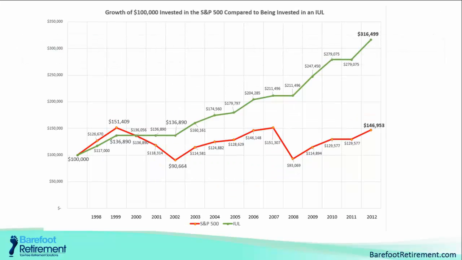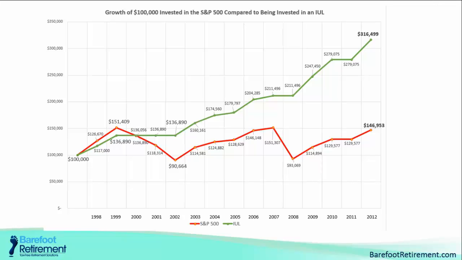Here's a quick example. The red line is in 1997, an individual invested $100,000 straight into the S&P 500 index. And many investment gurus and advisors say that's one of the smartest things you can do instead of playing individual equities or mutual funds, to just put your money into the S&P 500 index, and it outperforms the huge majority of professionally managed mutual funds. So you can see when they did that, over the period of time, that grew to $146,000.